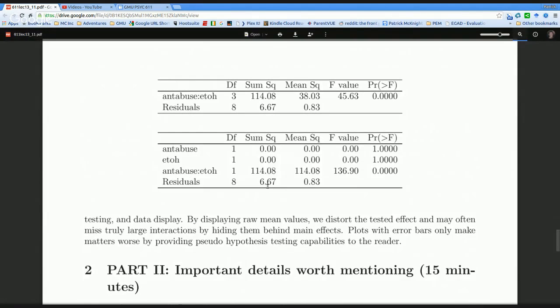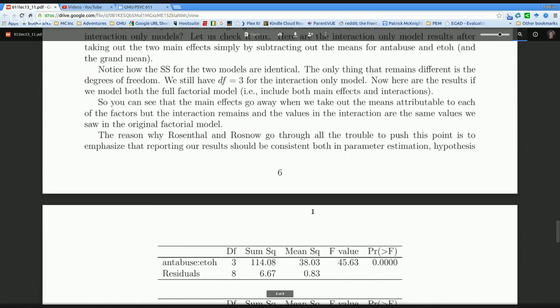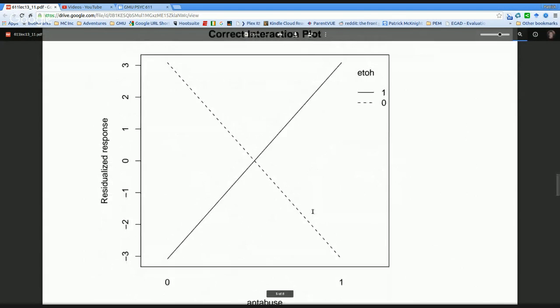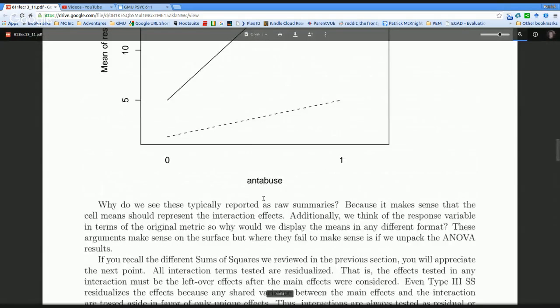Similarly, this is what it looks like. If I've residualized out everything, you'll notice that antabuse and alcohol no longer have main effects, but by including them, look at the degrees of freedom now. And this, again, is the test that we are performing. This is the test we're performing, and what I've been doing is telling you the same point over and over again. I want to emphasize it, that this interaction is the true interaction that is being tested. So therefore, when you're plotting the interactions, you want to plot what is being tested and not what is not being tested.